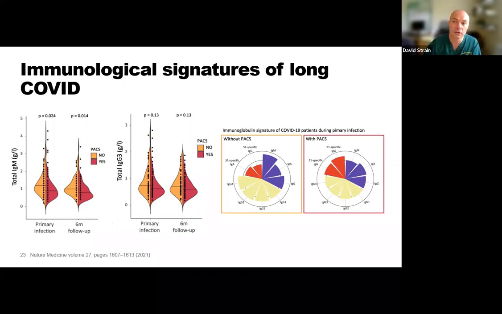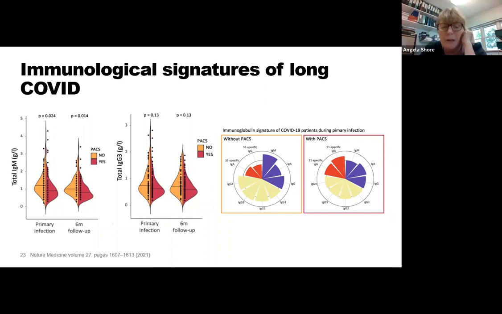Because, David, that exertion... David, can I ask you a question? Yeah. You said that IgG3 was lower in those people who had shingles, but on this diagram, IgG3 is the same in those who have primary, with or without long COVID.